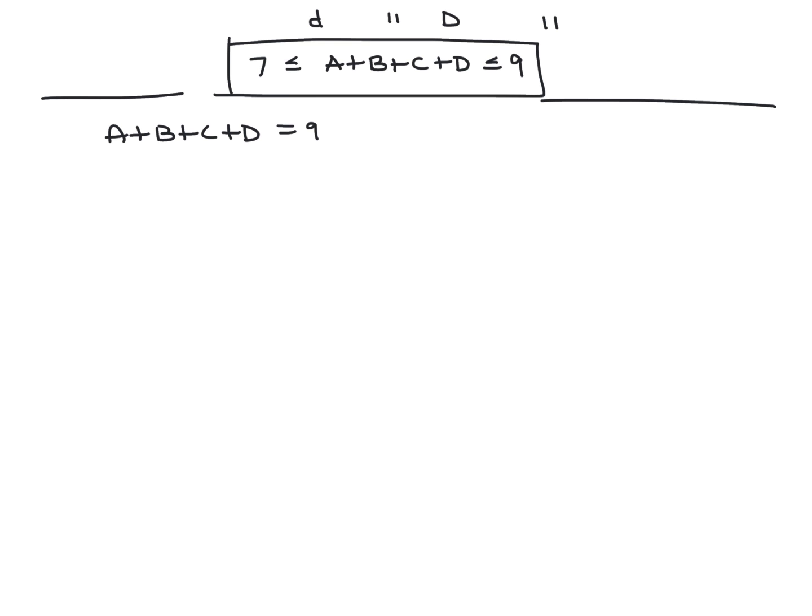All right, if a plus b plus c plus d is 9, that means we have a few scenarios. We can have a 3, 3, 3, 0 scenario, where a is 3, b is 3, c is 3, and d is 0 in terms of their number of factors of 2. We can have a 3, 3, 2, 1 scenario, or we can have a 3, 2, 2, 2 scenario, I believe. Okay, let's go through these.